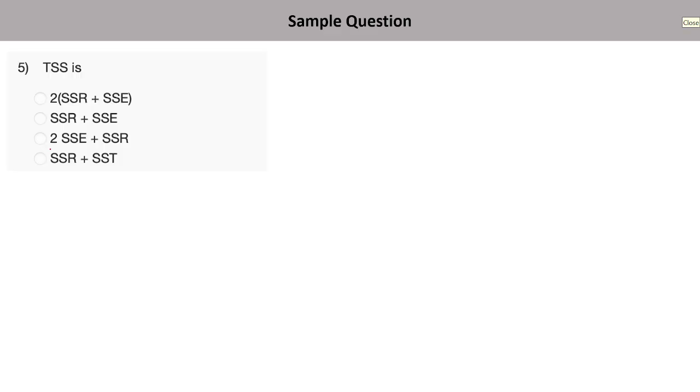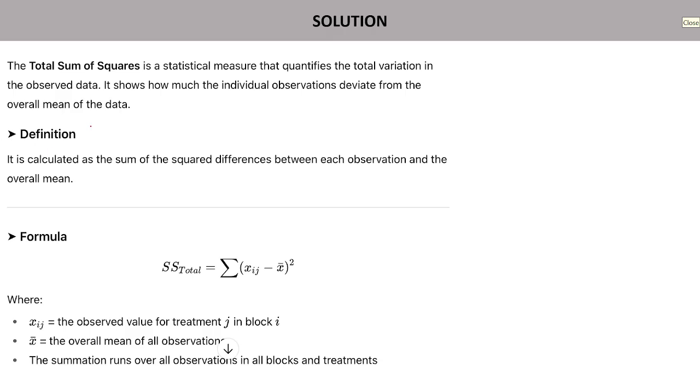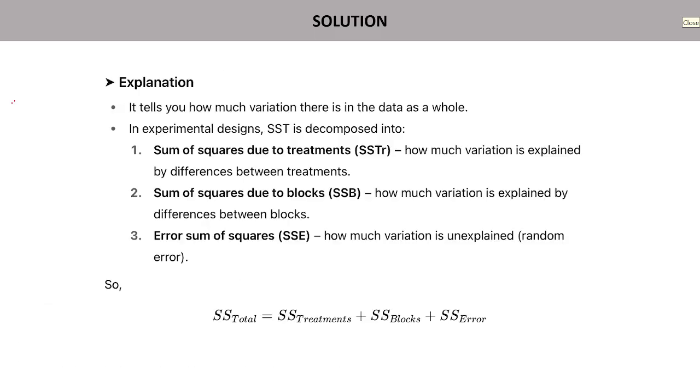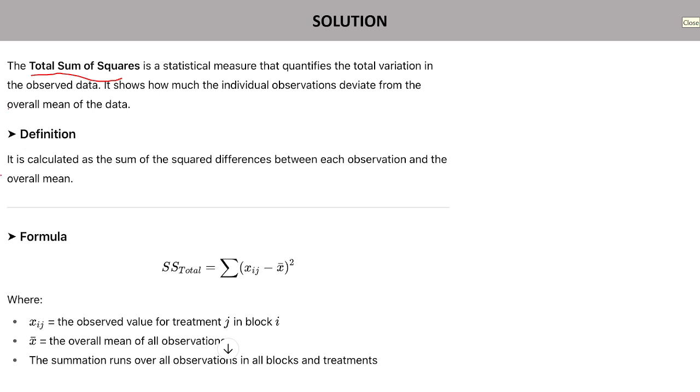Okay, so let's try to solve this question. So let's first understand what TSS is. TSS is nothing but total sum of squares. Total sum of squares is a statistical measure that quantifies the total variation in the observed data. Basically, understand it in a way that it shows how much the individual observations deviate from the overall mean of the data. Okay, so this is the definition of TSS.